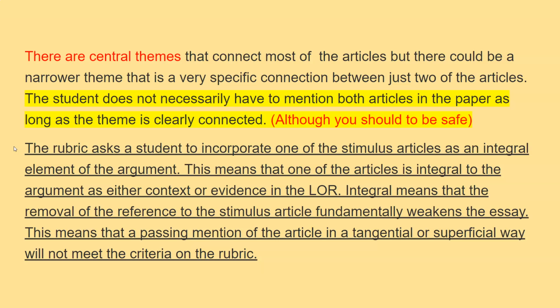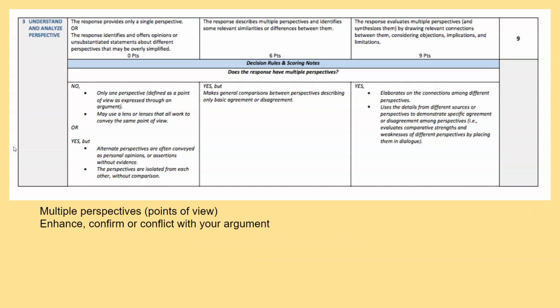All right. Now, let's move on to rubric row number 3. Rubric row 3 is understand and analyze perspective. So to get the perfect score, it says the response evaluates multiple perspectives and synthesizes them by drawing relevant connections between them, considering objections, implications, and limitations. Multiple perspectives, points of view.